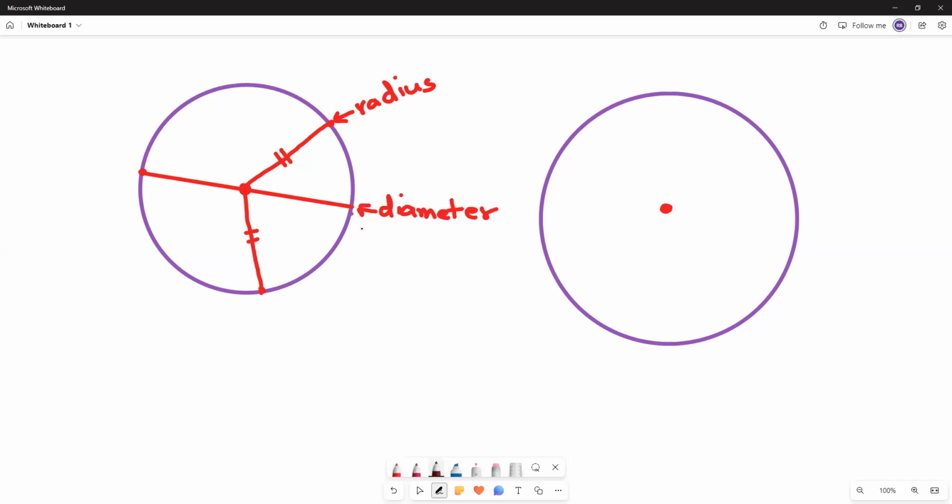And I'm sure you can see that the diameter, its distance will be always 2 multiplied by r. Because here you have a radius from here to there, and you have another radius from there to there. So the distance is going to be 2 times that of the radius.